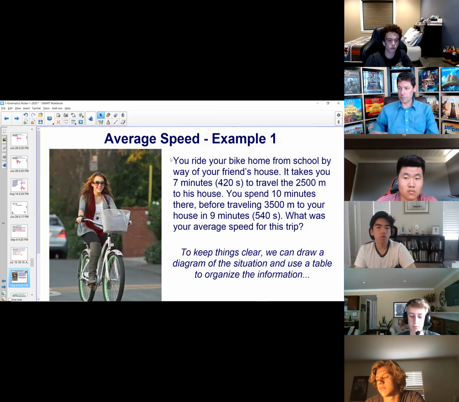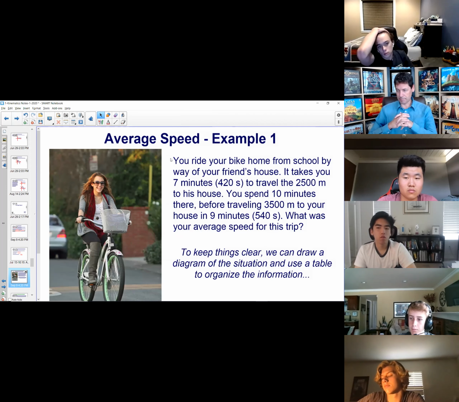All right, so here's our scenario. You ride your bike home from school by way of your friend's house. It takes you 7 minutes, in other words, 420 seconds, to travel the 2,500 meters to his house. You spend 10 minutes there before traveling 3,500 meters to your house in 9 minutes, or 540 seconds. What was your average speed for this trip?